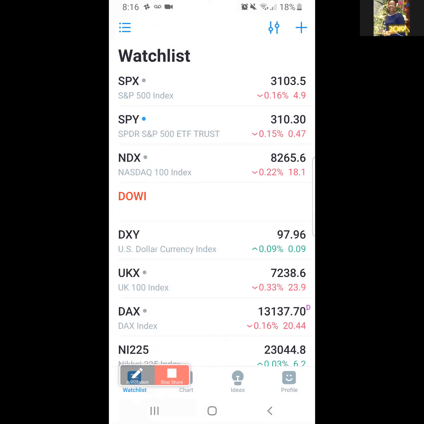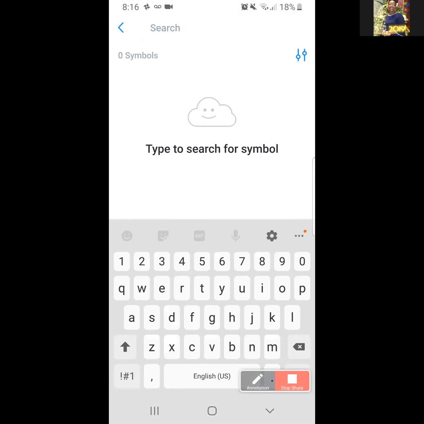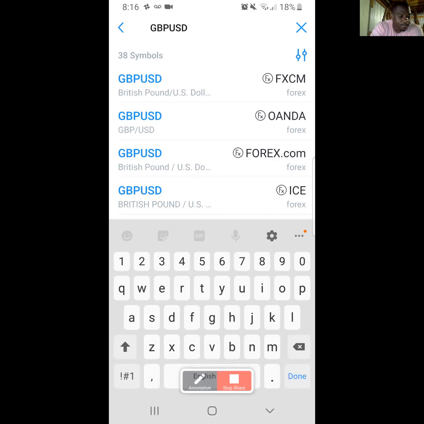So you could do at the bottom, I could come to chart. All right, and at the top where it has the symbol, I could tick that, and I could type in the pair looking for, GBP USD, and select the one I want.